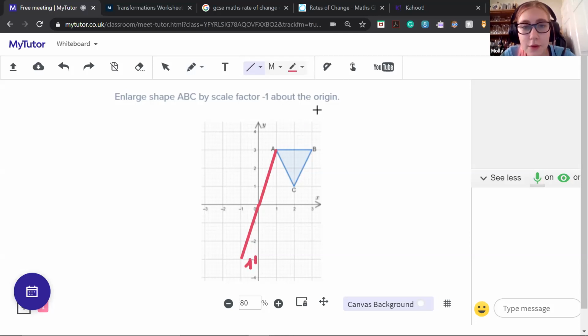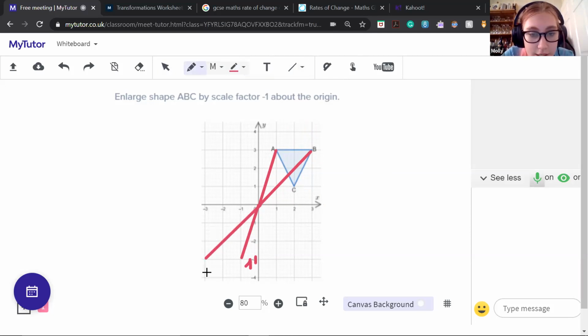Now let's do the same thing with B. Draw a line from the origin to B. Let's see what that's done. It's gone 3 across, 3 up. So we're going to do the same, but backwards because it's a -1. If this was a -2, we'd go backwards twice. So we do from here backwards. And that gives us our point B dash.